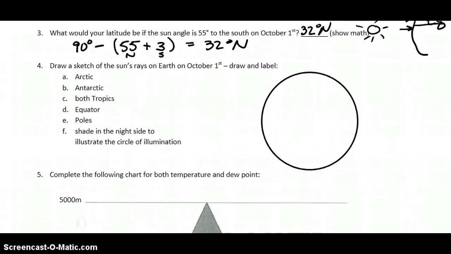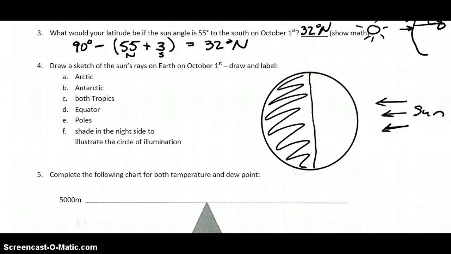Okay, the next set of questions have to do with drawing the Earth and how the sun would be in relationship on October 1st. So you're supposed to draw and label several things. I always find that it's easiest to draw the sun in first, and I like to have the sun on the right. You could put it on the other side if you want. So there's my sun. What this means is that I can go directly perpendicular, and that gives me my circle of illumination. So I just shaded in the night side to illustrate the circle of illumination.